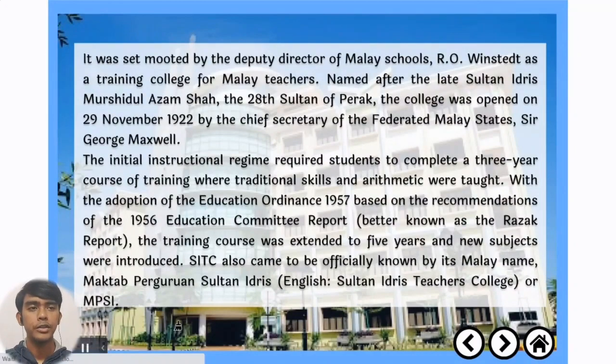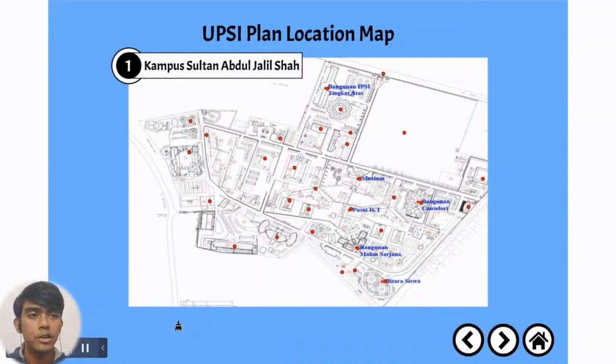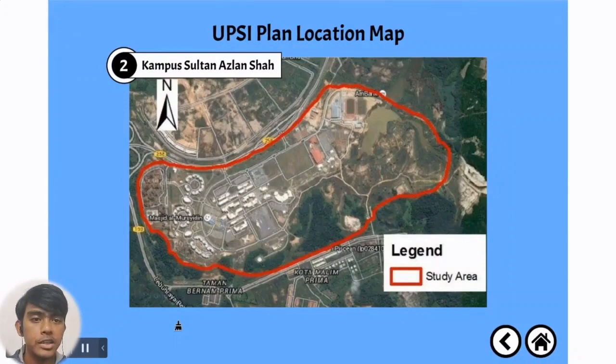Next, it is the continuation of the UPSI history. It also serves as the next screen, but it also displays the chronology of the UPSI history. Next, the screen displays the UPSI plan location map for Sultan Abdul Jalil Shah campus, and the next screen shows the UPSI plan location map for Sultan Azlan Shah campus and Rotan City.